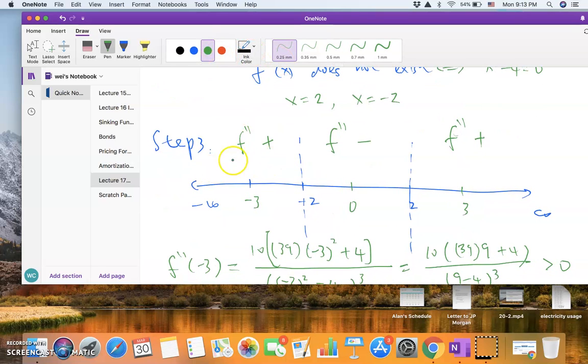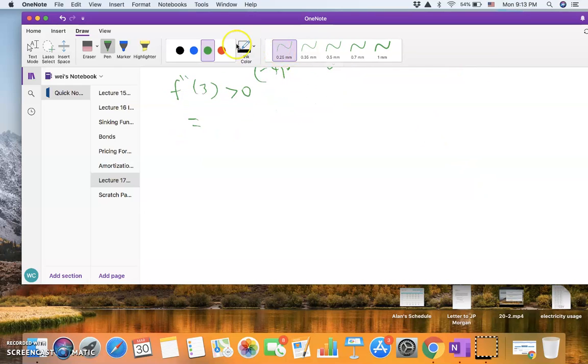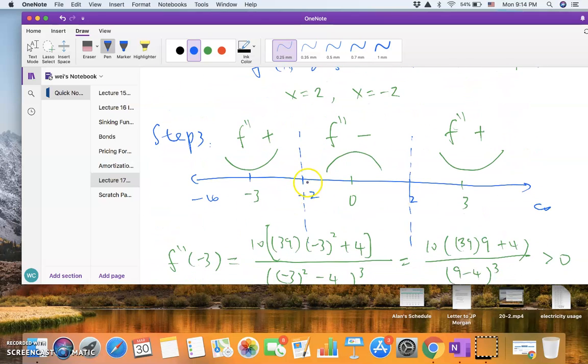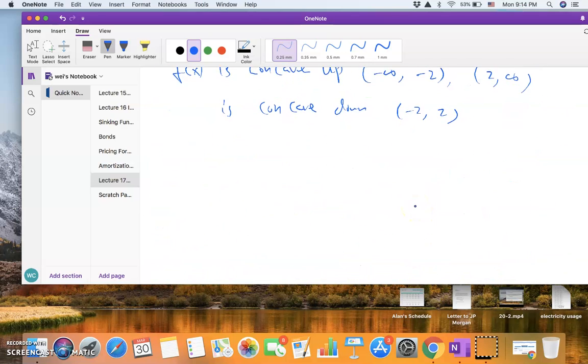Therefore, from this result, we can know that the function is concave up on the interval from negative infinity to negative 2, and concave down from negative 2 to positive 2, and it's concave up from 2 to infinity. So the inflection points are x equals negative 2 and x equals positive 2.